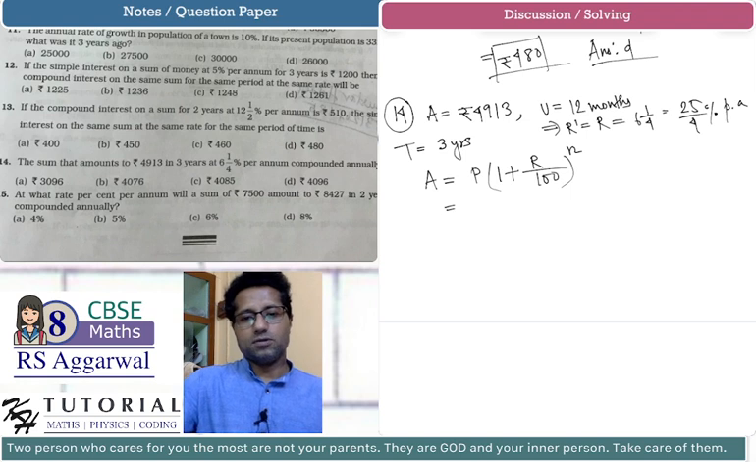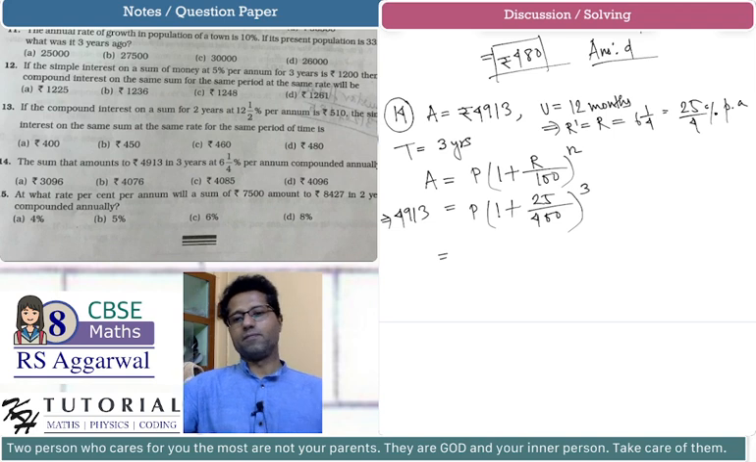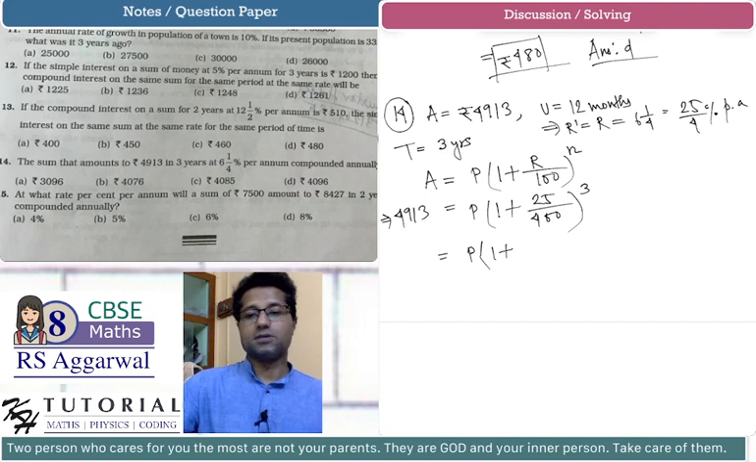So this implies the amount, which is given to be 4913, is equal to P multiplied by (1 plus R by 100), where R is 25 by 4. So R by 100 becomes 25 by 400, and n is equal to 3. So 1 plus 25 by 400 is 17 by 16, cubed. So this is equal to P multiplied by (17 by 16) cube.